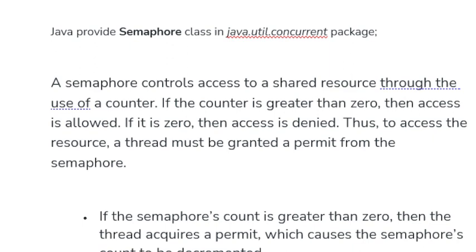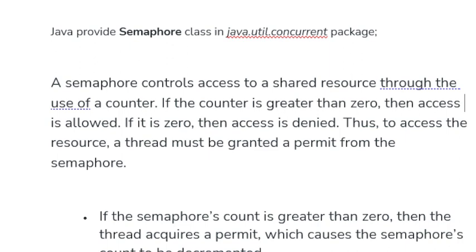So what is the semaphore? A semaphore is a predefined class or mechanism that controls the access to a shared resource. What is a shared resource? A shared resource means a resource accessed by multiple threads. So how does the semaphore control the threads accessing this resource?